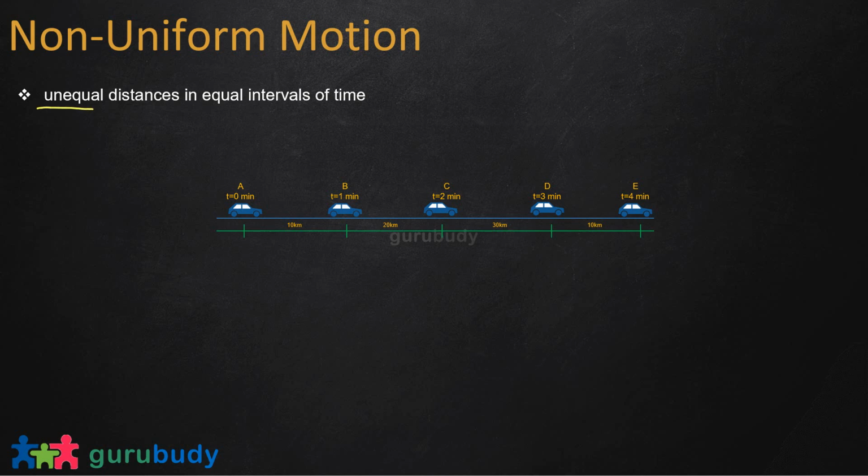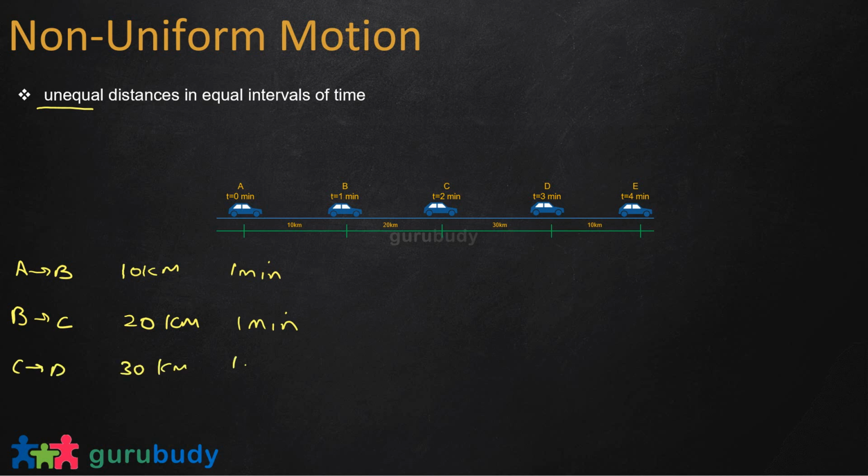So this is important here: unequal distances in equal intervals of time. Okay, if you look at this motion which this car is doing, if I look at A to B, it travels 10 kilometers in 1 minute. Okay, pretty simple. As it goes from B to C, it travels 20 kilometers in 1 minute. Okay, C to D is 30 kilometers in 1 minute.